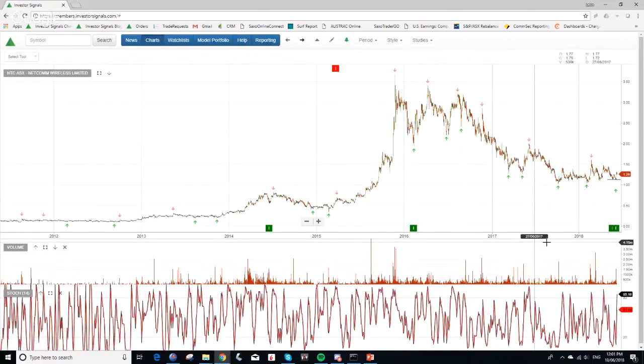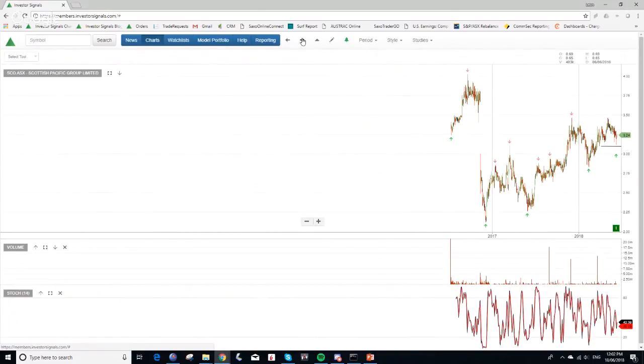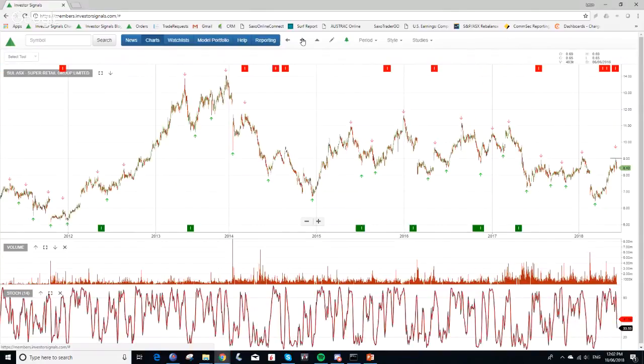Netcom Wireless, not a stock that I follow closely, but just flagging that it's got a higher low there, maybe support at 112. If it broke below that, you'd be pretty cautious. Lower high there at around 90 cents. Higher low here at around 324.